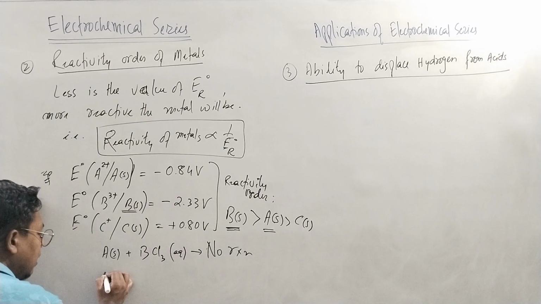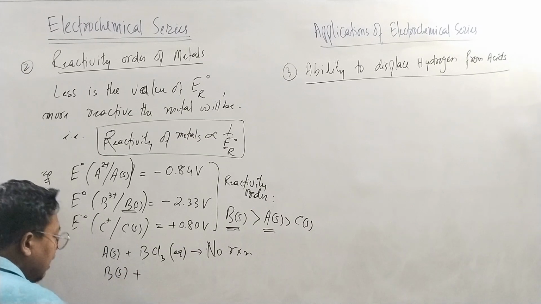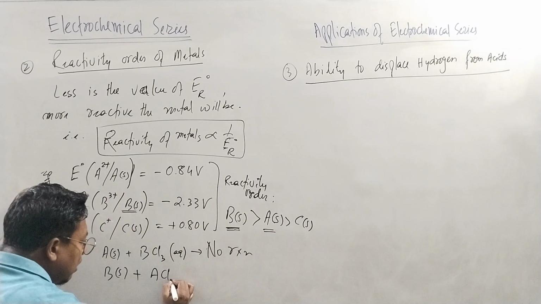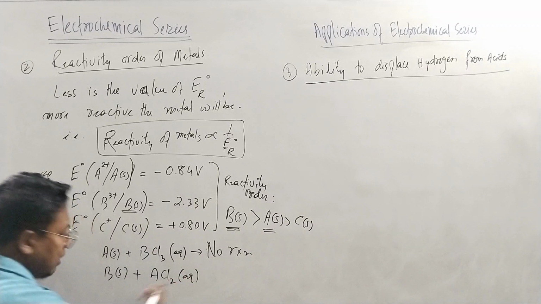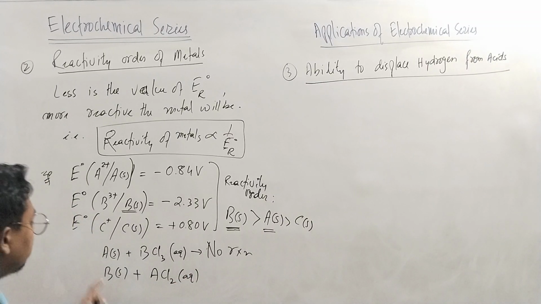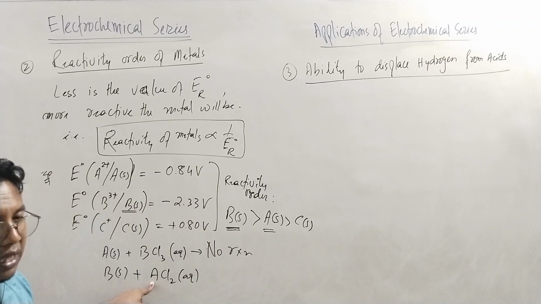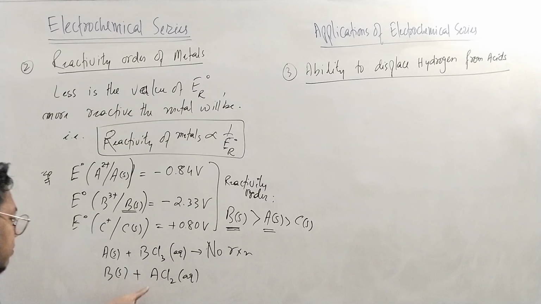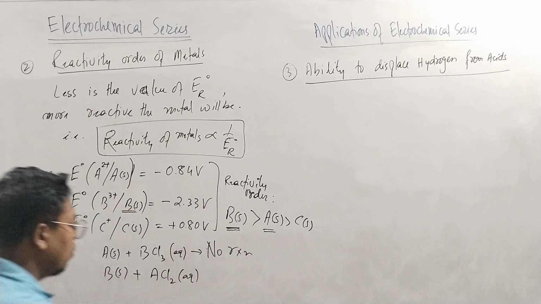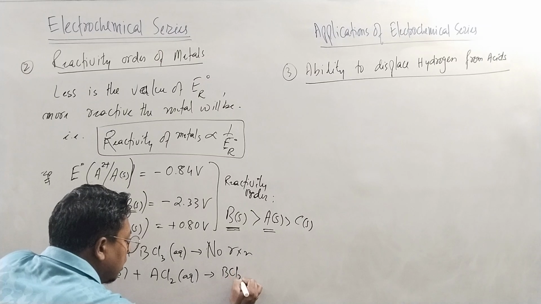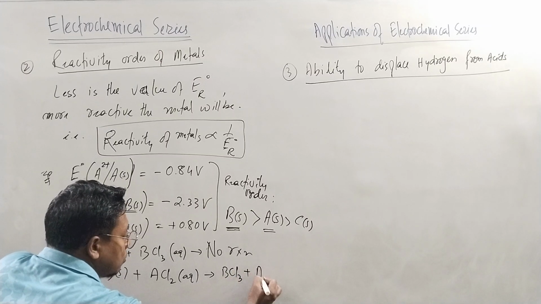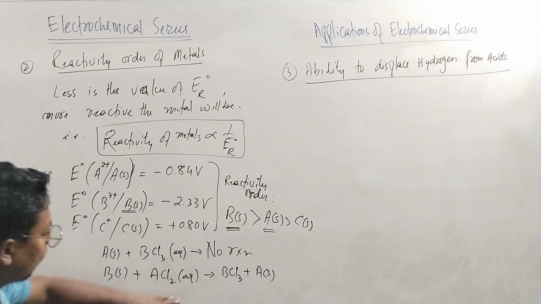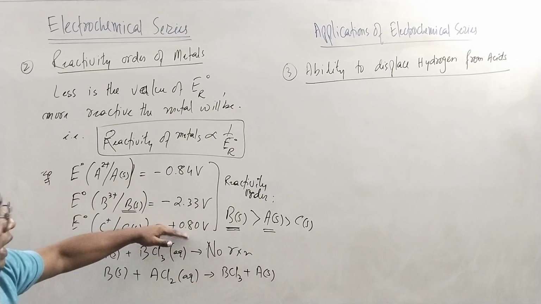But if I say B solid plus A is divalent, okay, ACl2 aqueous, for example, then this B will easily displace this A from its aqueous solution because B is more reactive than A. B is trivalent, so I must write BCl3 plus A solid. I'm not balancing the reaction, I'm just saying that this reaction will occur and this reaction will not occur.